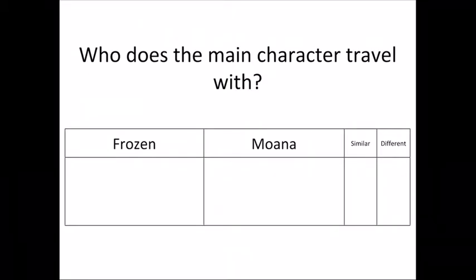Let me show you what I was thinking. I think that in Frozen, Anna travels with Kristoff, Sven, and Olaf. Moana travels with Maui and Heihei. Are these traveling companions similar or different?